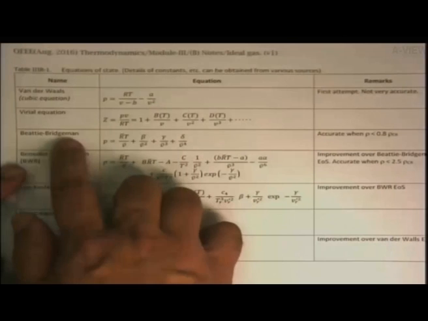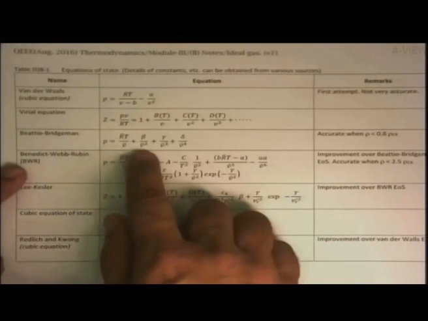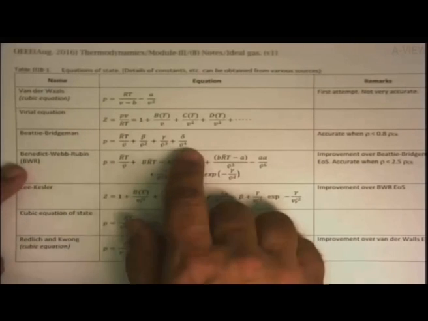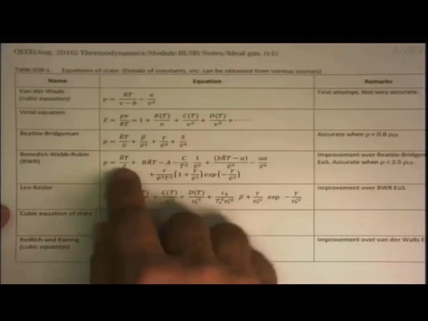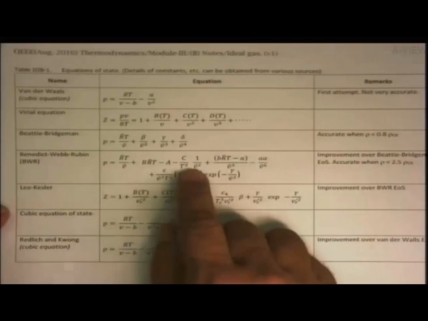Then the Beattie-Bridgman equation of state, RT upon V bar plus various constants with V bar, V square, V cube, V4. This is specific volume. Then the Benedict-Webb-Rubin equation, it gets a little more complicated, but same thing. That RT upon V plus some constant into RT plus a whole bunch of constants and combinations of temperature and specific volume. That's the common feature in all these.